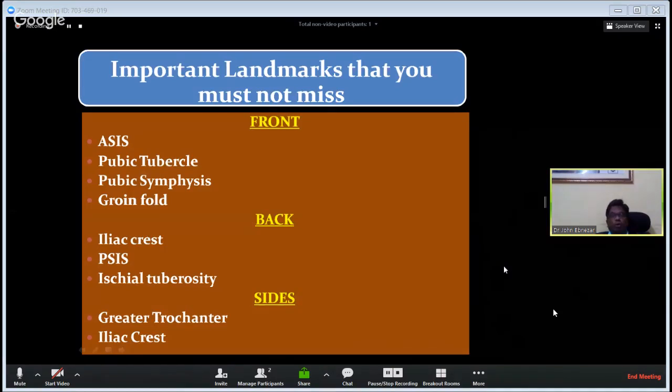You always should know what are the important landmarks that you must not miss in the inspection. In the front, it is anterior superior iliac spine, pubic tubercle, pubic symphysis, and the groin fold. And from the back, it is the iliac crest, posterior superior iliac spine, and the ischial tuberosity. And at the sides, it is the greater trochanter and the iliac crest. So familiarize yourself with these landmarks always when you do the hip examination.